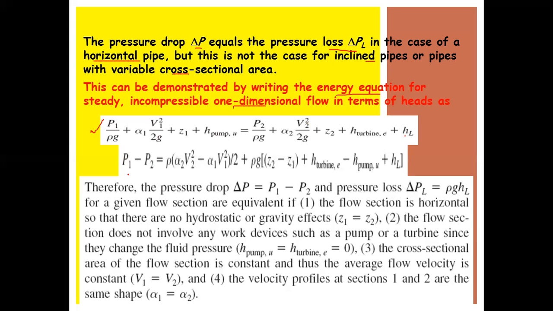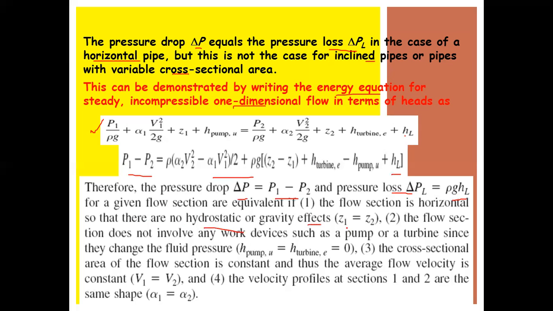Now if we take common terms, P1 minus P2 is equal to rho times (alpha 2 V2 square minus alpha 1 V1 square) by 2, plus rho G (Z2 minus Z1), plus rho G (H turbine minus H pump), plus rho G HL. So we can write the energy equation in this fashion. Therefore, the pressure drop delta P is equal to P1 minus P2, and the pressure loss delta PL is equal to rho into G into HL for a given flow section or equivalent. So the flow section is equivalent so that there are no hydrostatic or gravity effects.